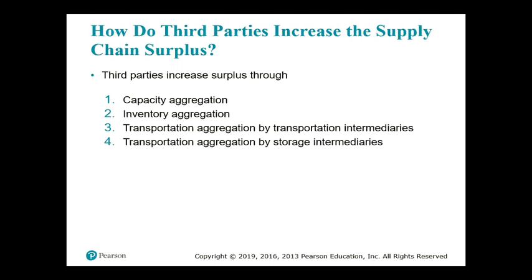Similarly, we also see transportation aggregation through inventory storage intermediaries. So basically like the infrastructure you saw with the intermediate DC. The only difference is the DC is a third party, it's not owned by the company. So there, you receive aggregation benefits based on storage.